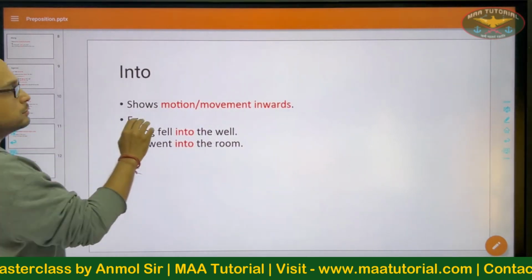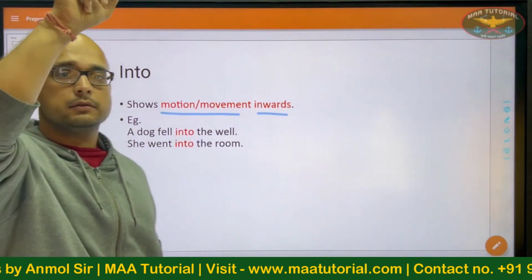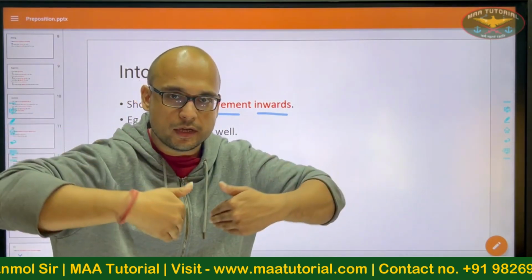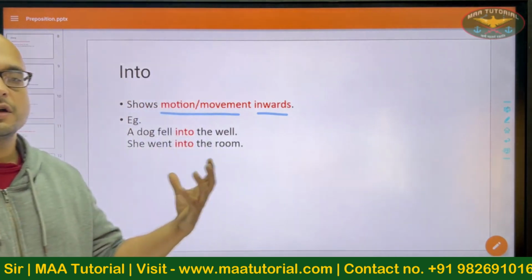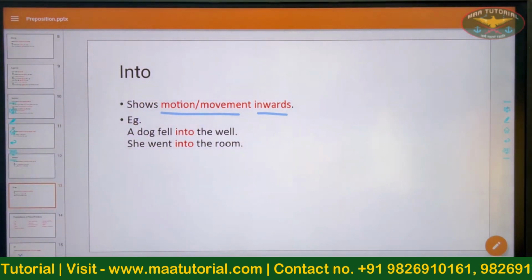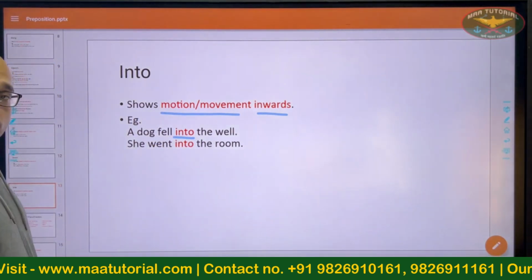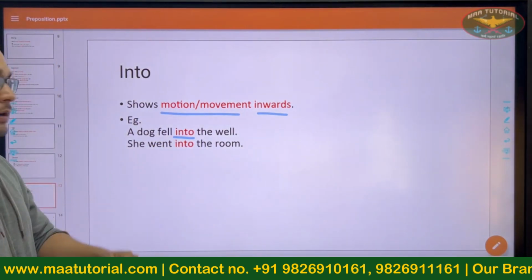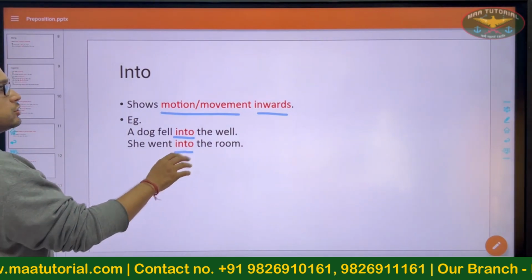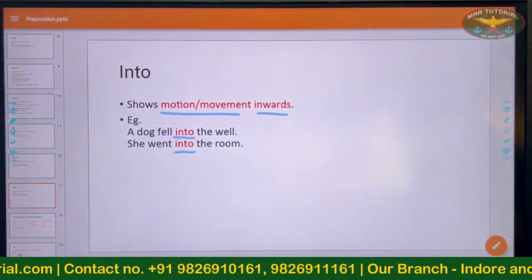Let's move on to our last preposition of direction, into. Now, into shows motion or movement inwards. So first we were going up, then we were going down. Now, if we are going inwards from something, from the surface of something, inside something, we use the preposition into. A dog fell into the well, inside the well. She went into the room.